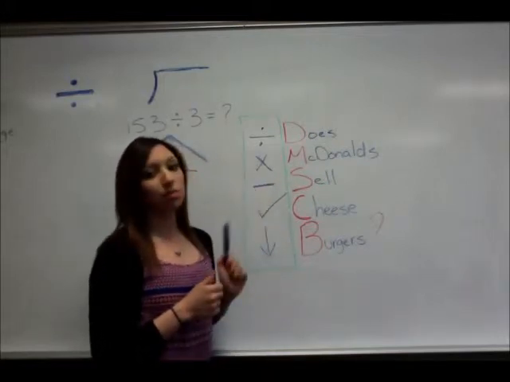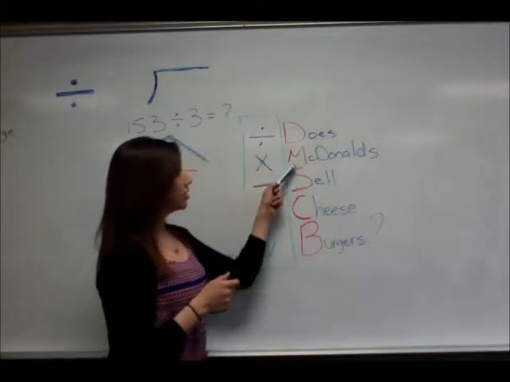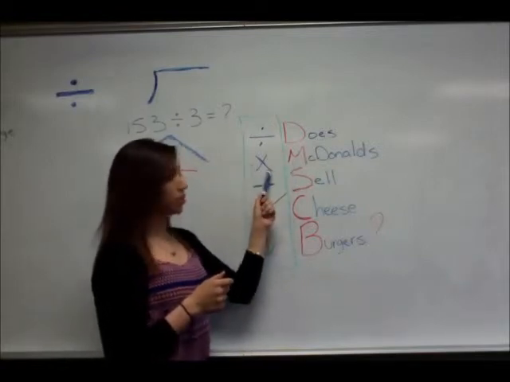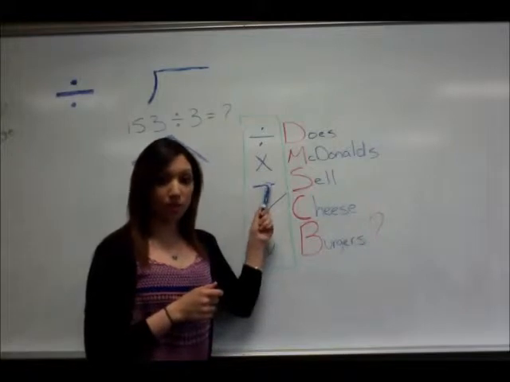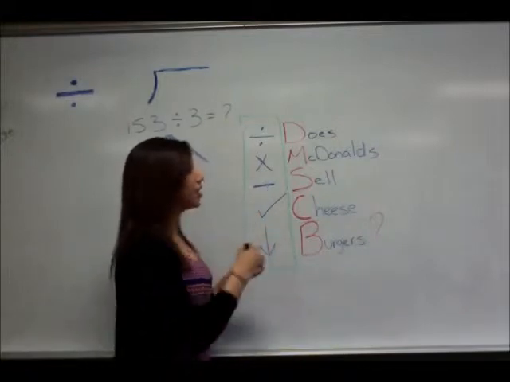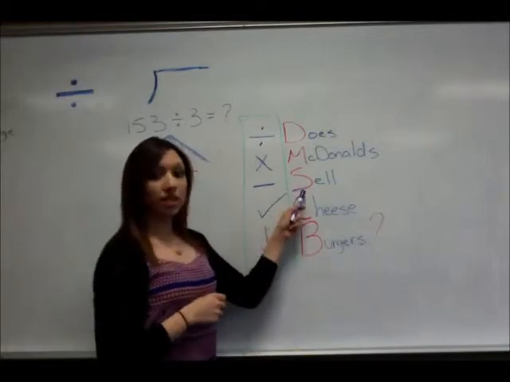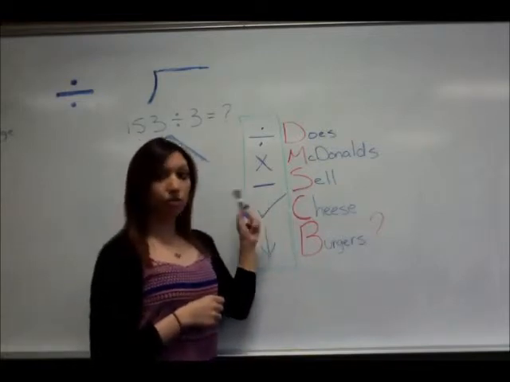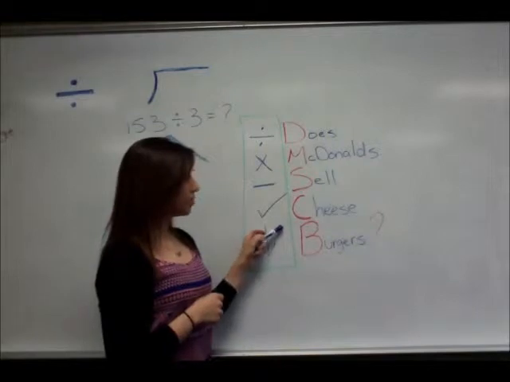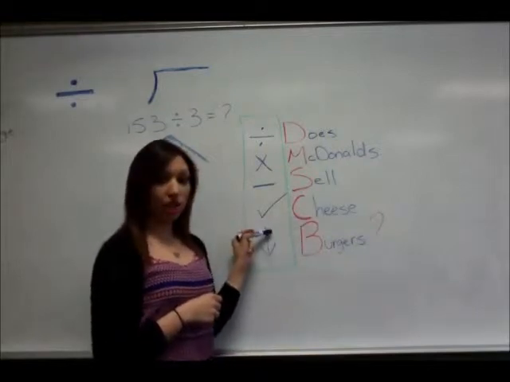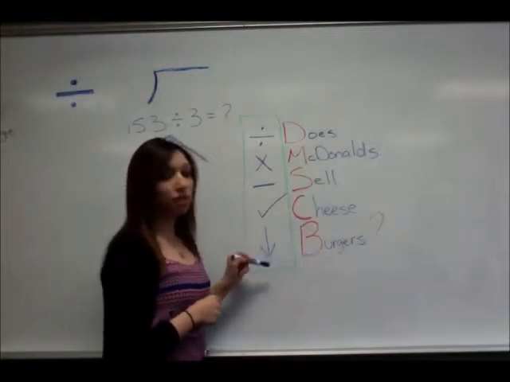The second step that we would need to do is M, which is multiplication. We're going to multiply, and I'll show you right now how. Then following, step 3 would be S. Sell, which means to subtract. We're going to subtract. Fourth step, C for check. Last step, B, bring down.